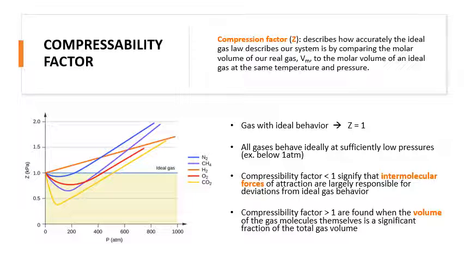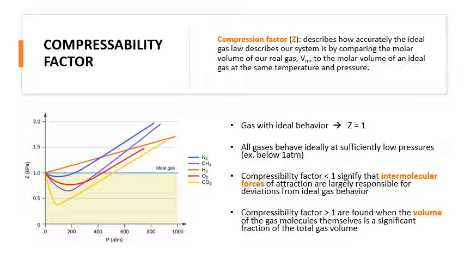To be more specific, at some temperature, we can take moles of gas and measure the volume it takes up at a given pressure, or measure the pressure for a known volume. We can also calculate the molar volume of an ideal gas at the same temperature and pressure and take the ratio of the two volumes. This ratio is called the compressibility or compression factor and is represented using the variable Z. For gas with ideal behavior, molar volume is the same as molar volume for an ideal gas, so Z equals 1.